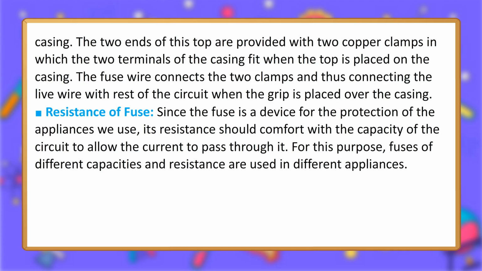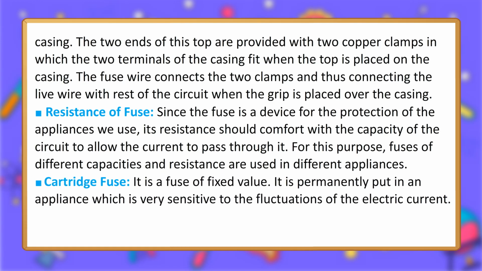Resistance of fuse. Since the fuse is a device for the protection of the appliances we use, its resistance should conform with the capacity of the circuit to allow the current to pass through it. For this purpose, fuses of different capacities and resistance are used in different appliances. Cartridge fuse. It is a fuse of fixed value. It is permanently put in an appliance which is very sensitive to the fluctuations of the electric current.